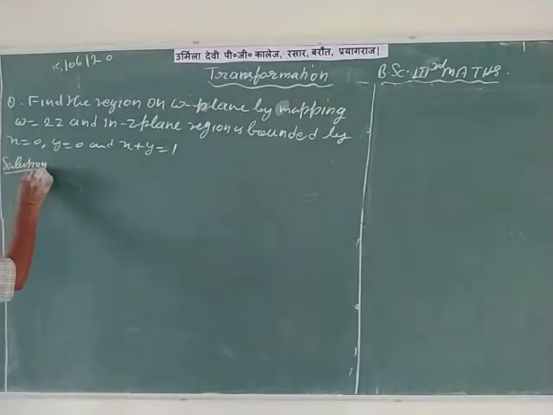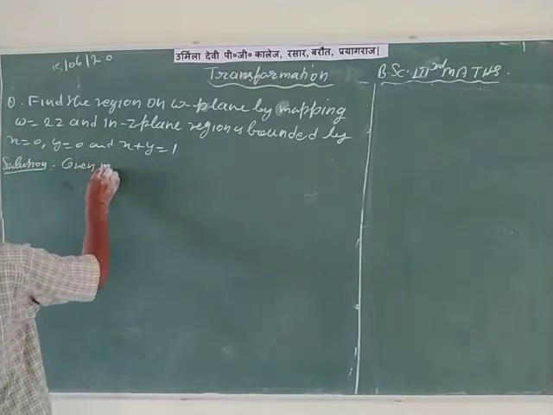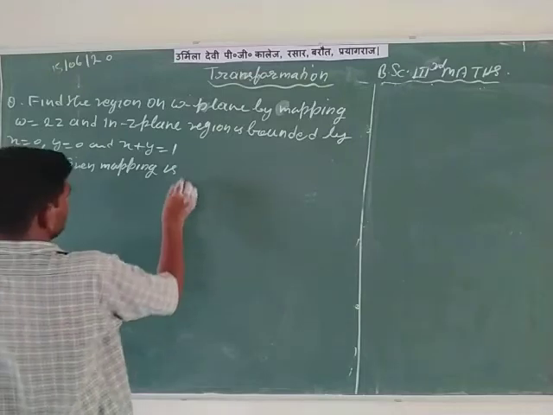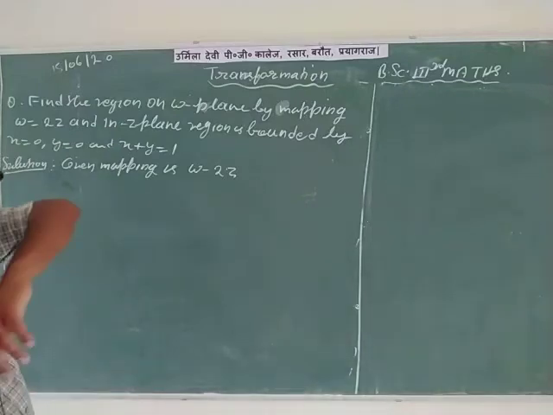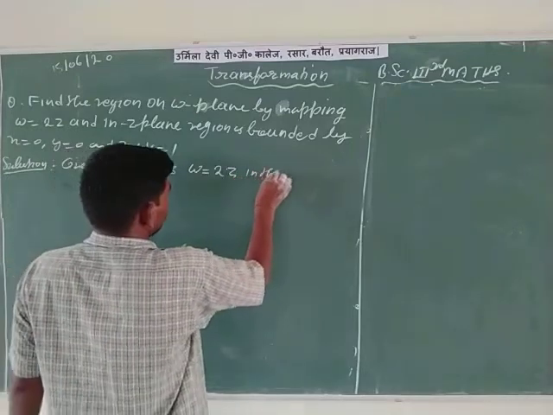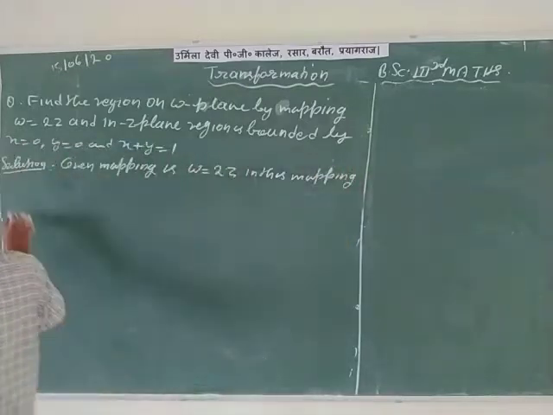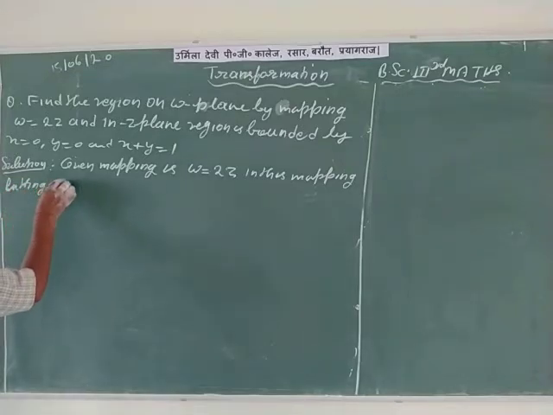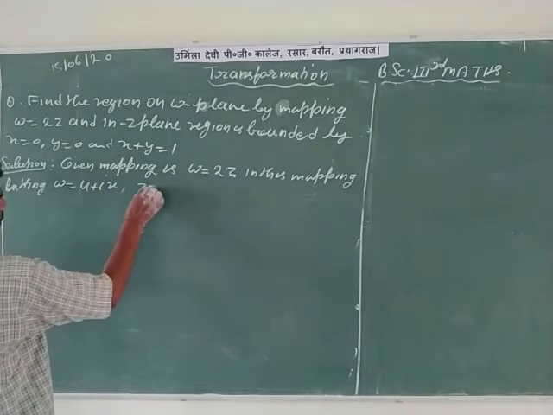Solution: the given mapping is W is equal to 2Z. To simplify this mapping, put W is equal to U plus IV and Z is equal to X plus IY.